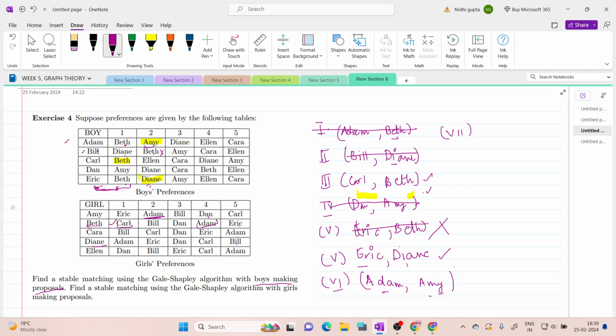Then we'll see at Bill, the next preference is Amy. So what about Bill and Amy? Can Bill and Amy be engaged now? So Amy is already engaged. So we look at the preference of Amy. So Amy prefers Adam over Bill. So Amy cannot be engaged either. So now we look at the next preference of Bill, which is Kara. So can Bill and Kara be engaged? Yes, because Kara is free.